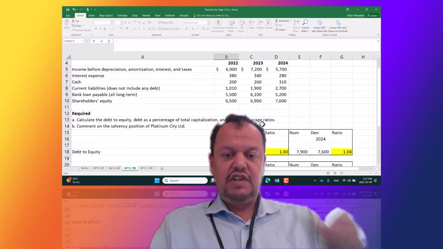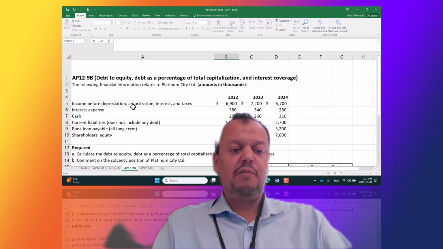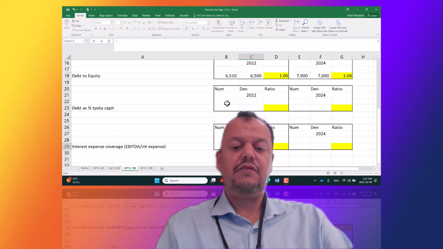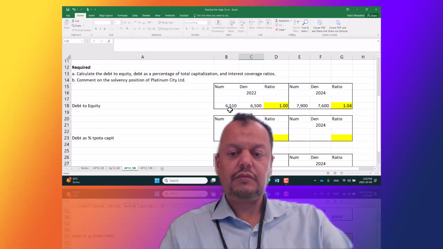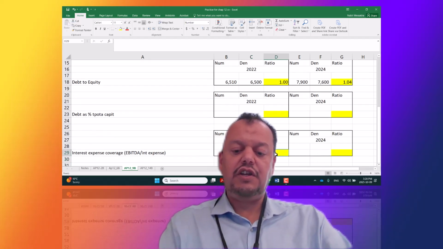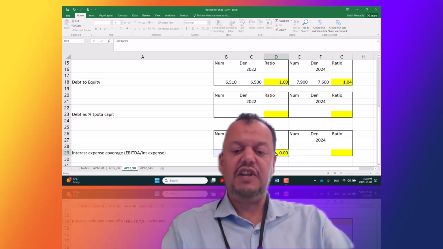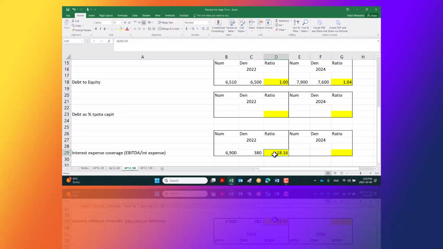we are in 2022, right? The first item, income before depreciation, amortization, interest, and tax. And in the denominator, the interest expense, 380. Calculate the ratio. This divided by this. How many times? They have enough earning to cover 18 times the interest.